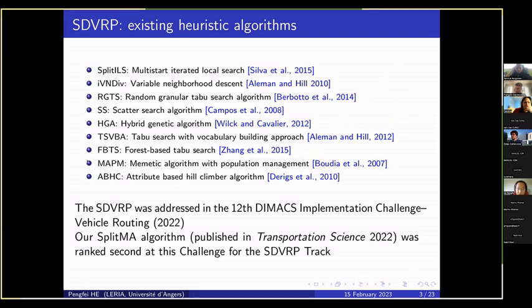Given that this problem is a computational challenge, there are several existing heuristic algorithms for large-sized instances, such as iterated local search, tabu search, and hybrid genetic algorithm. Furthermore, this problem was also addressed in the DIMACS implementation challenge last year, and our algorithm won second place at this challenge.